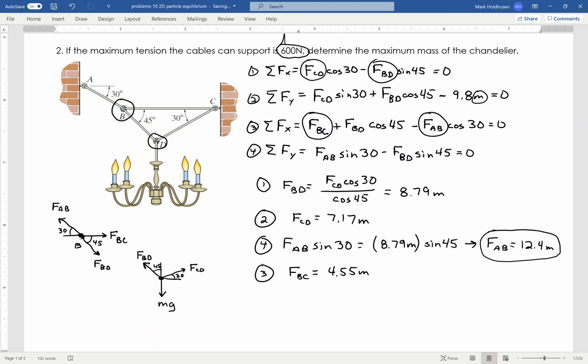Okay, so what I know is FAB is the tension that sees the largest force. So that's the one that I want to set to 600, knowing that all the other ones are going to be less than 600. So I basically say, okay, well then FAB is the one that equals 600, and that equals 12.4 m. And from that, I can find that the mass of the chandelier is 48.3 kilograms. Now, if I plugged this m back into those other equations, I'd see all of them would be less than 600, which is what we're looking for on this problem.